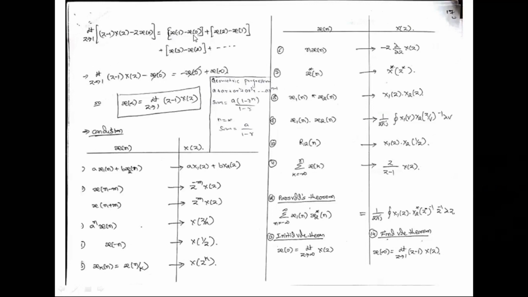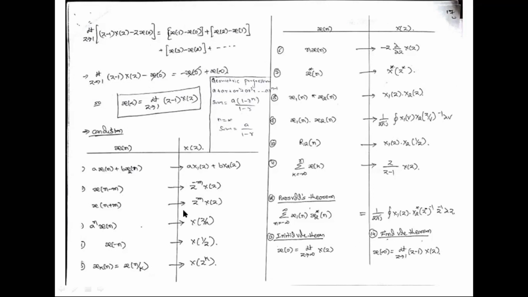x of 1 minus x of 0, z power 0 is 1 power 0. x of 2 minus x of 1, z power 1, 1 power 1 is 1, and so on. Okay, so x of 1 and minus x of 1, and for the second term x of 2 minus x of 2 we will get. Like that, all the terms get cancelled, but the last term x of infinite we will get. So x of 0 and x of 0 get cancelled. x of infinite is equal to limit z tends to 1 z minus 1 x of z. Okay, the final value theorem.